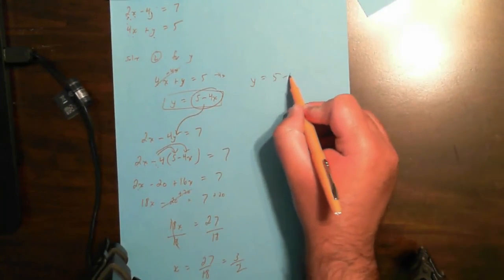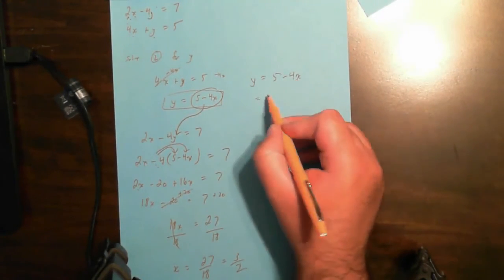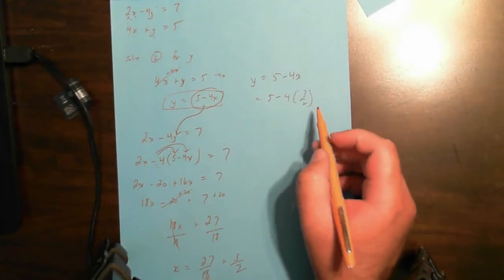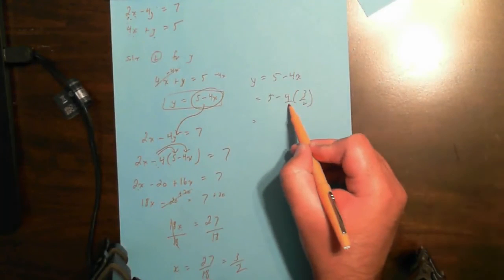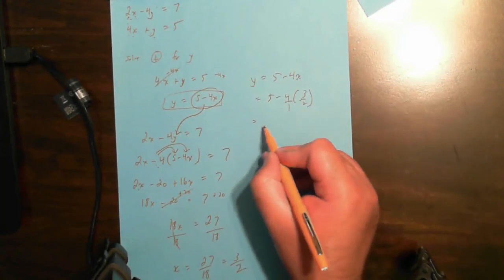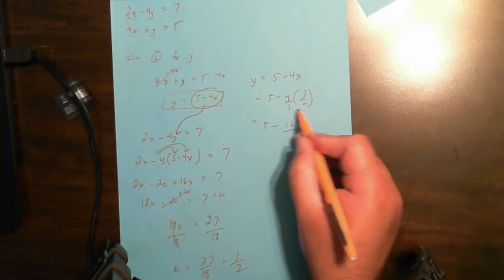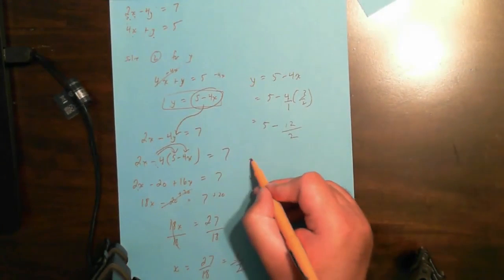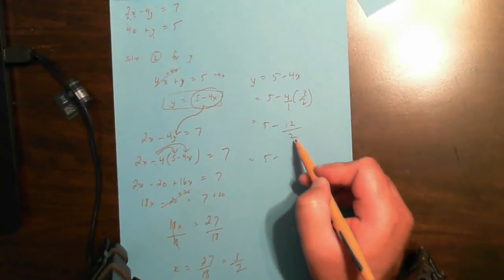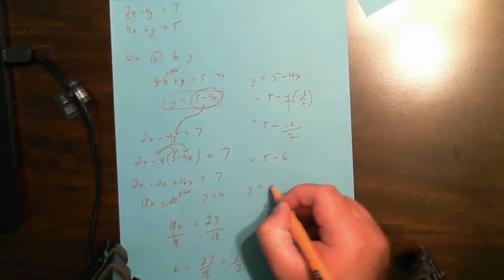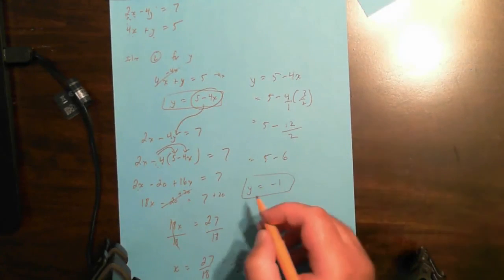So I'll take the y equals 5 minus 4x. I'm going to plug 3 over 2 in right here for x. Alright, so this would be 4 over 1 times 3 over 2. So 5 minus 4 times 3 is 12, 1 times 2 is 2. So this would be 5 minus 12 divided by 2 is 6. So this is really 5 minus 6. So y, in this case, comes out to be negative 1.